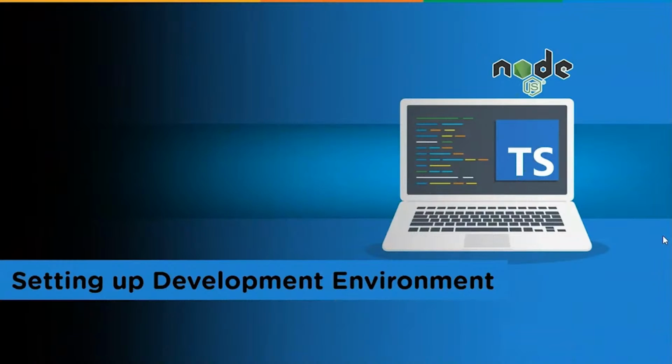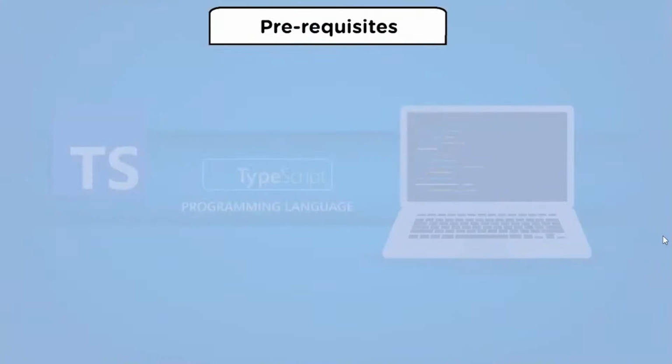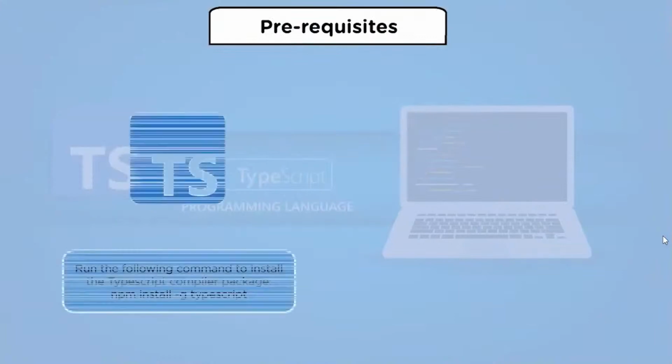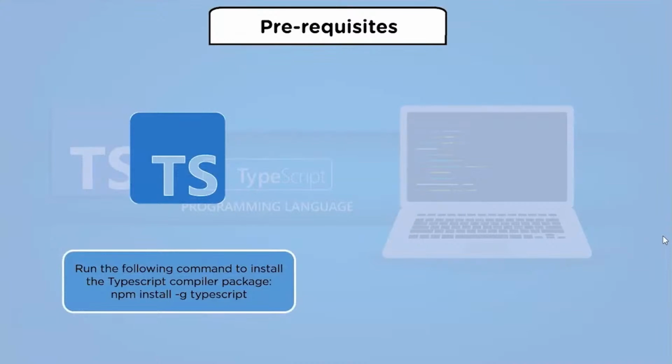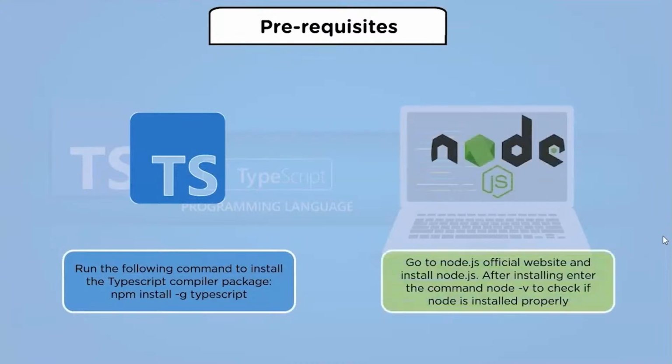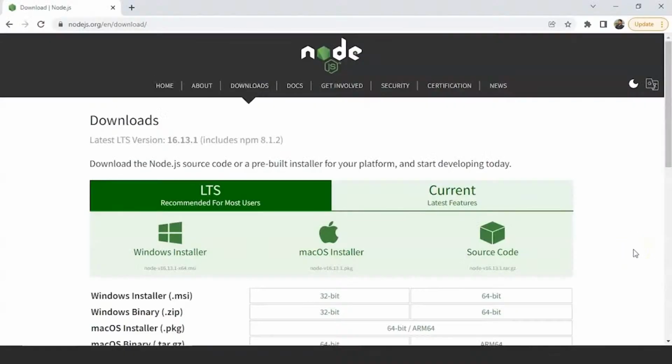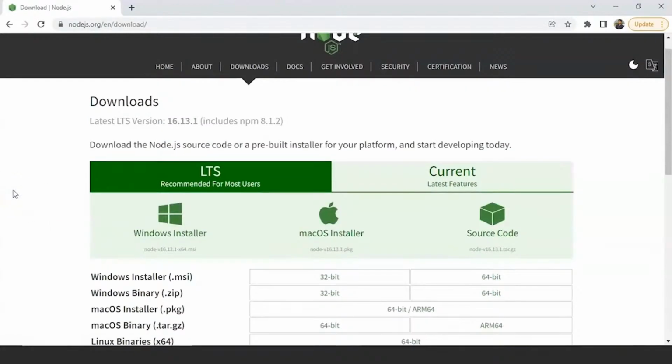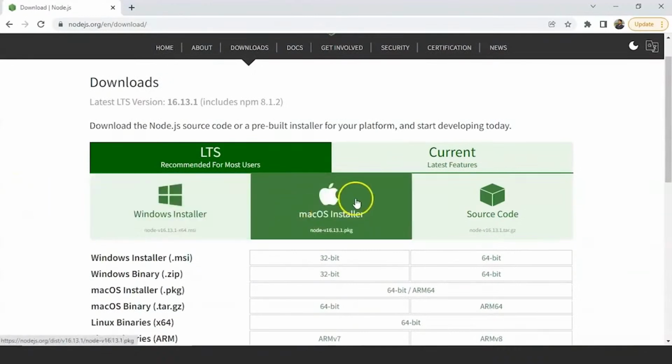Now let us see how to set up the development environment for TypeScript with Node.js. The prerequisites are we need to have TypeScript and Node.js installed on our device. To install Node.js, go to the official website. Go to nodejs.org and go to downloads. Here you can see we have Node.js for different platforms: Windows, macOS and source code.